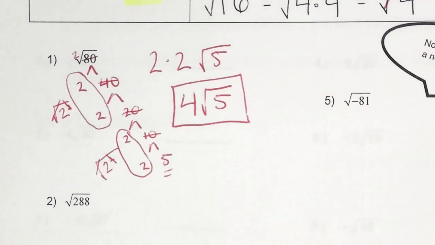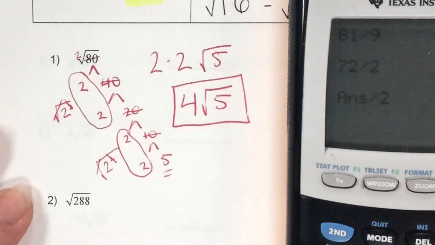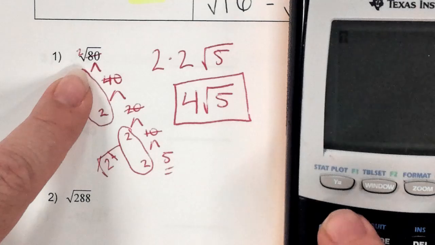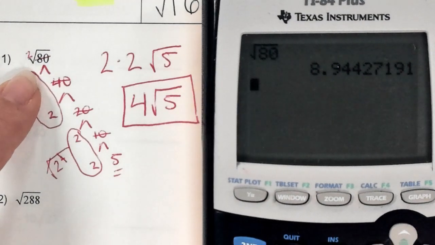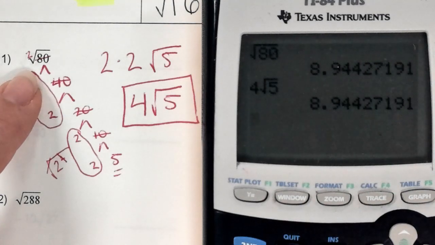Now, you can check these in your calculator. You'll type what was given to you, so the square root of 80. And it gives you this ugly decimal. And then I can do 4 square root of 5, and it gives you the same ugly decimal.